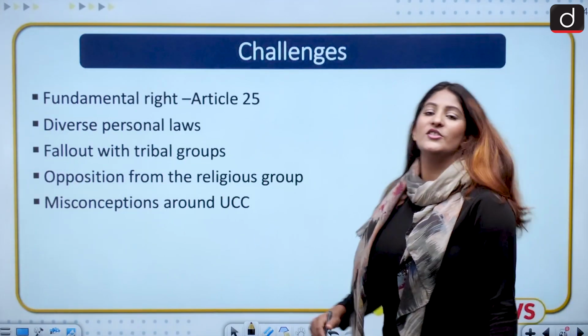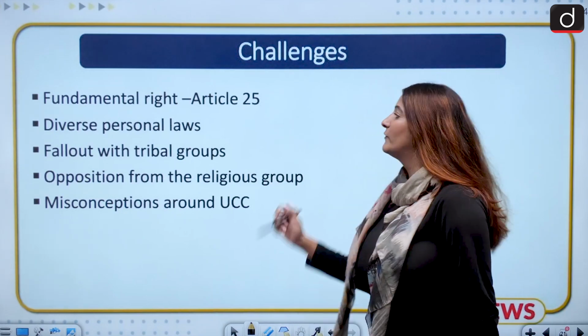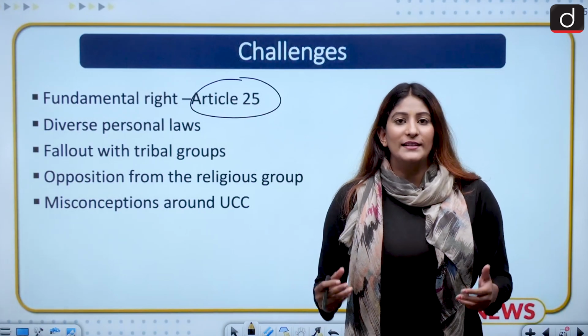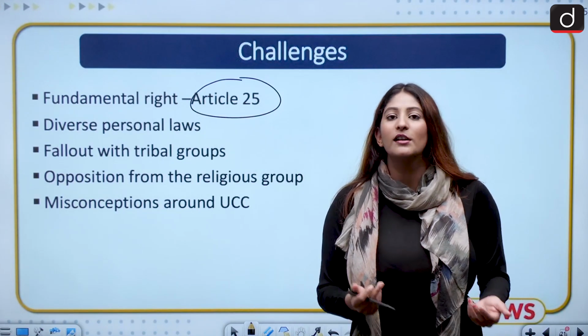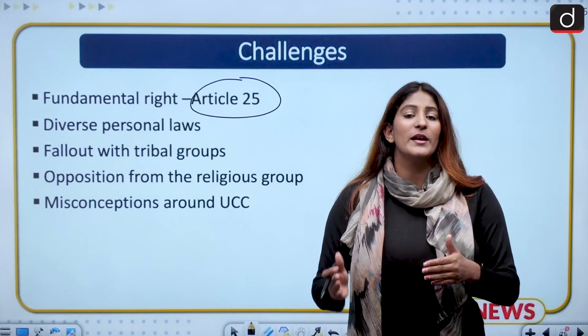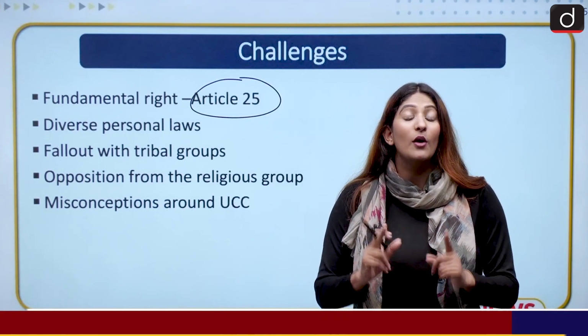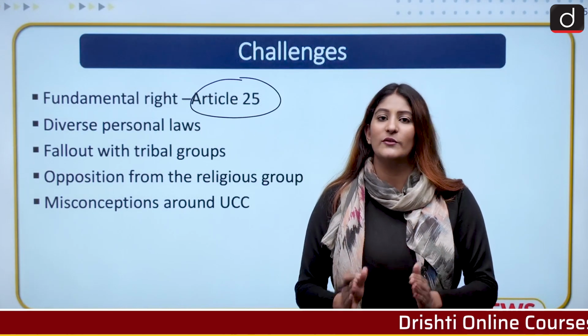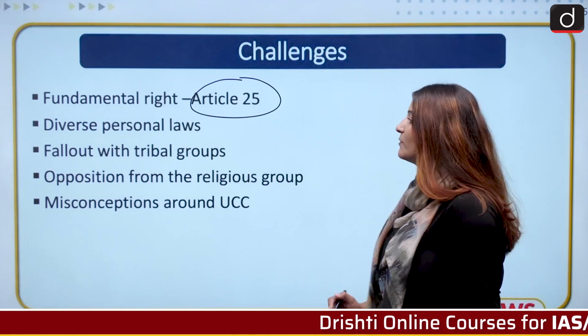Moving on, what are the challenges now? The fundamental right, Article 25, says that a person is free to practice, profess and propagate his or her own religion, right? So what about that? It's a fundamental right, then it will become a fundamental right versus DPSP. Now in that case, what happens? Tell me in the comment section. When a fundamental right is in conflict with a Directive Principle of State Policy, you must know that.